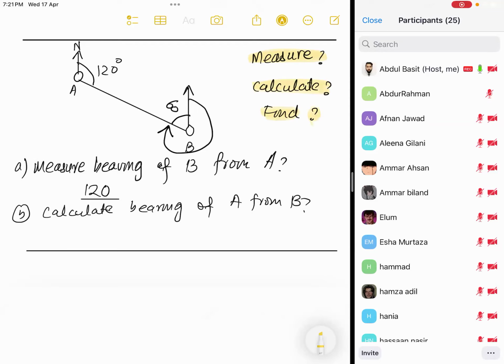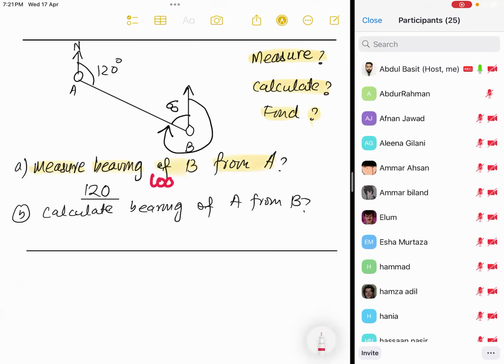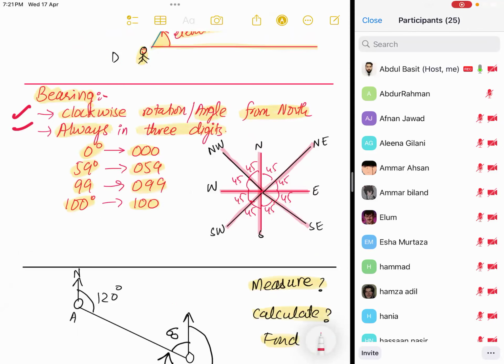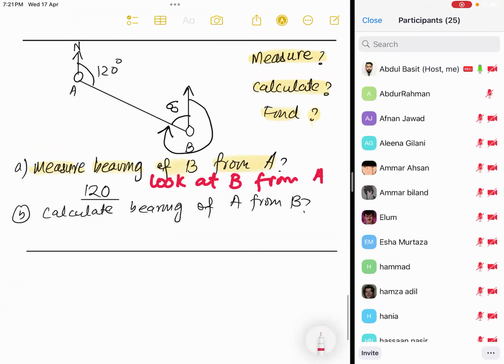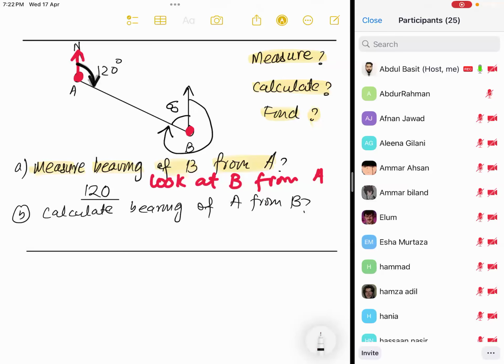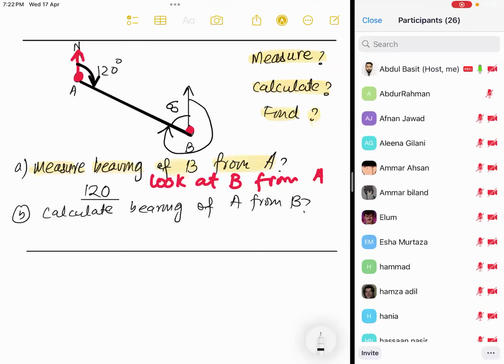For example, the question is: measure the bearing of B from A. So the sentence is: look at B from A. And do remember these two facts: clockwise rotation, angle from north. That is point A and this point is point B. I know that my north is always like this. I will place my protractor and find this angle. Why this angle? Because if I watch this line, I'm going to watch B as well. So that angle would be 120. So the answer would be 120 straight away.